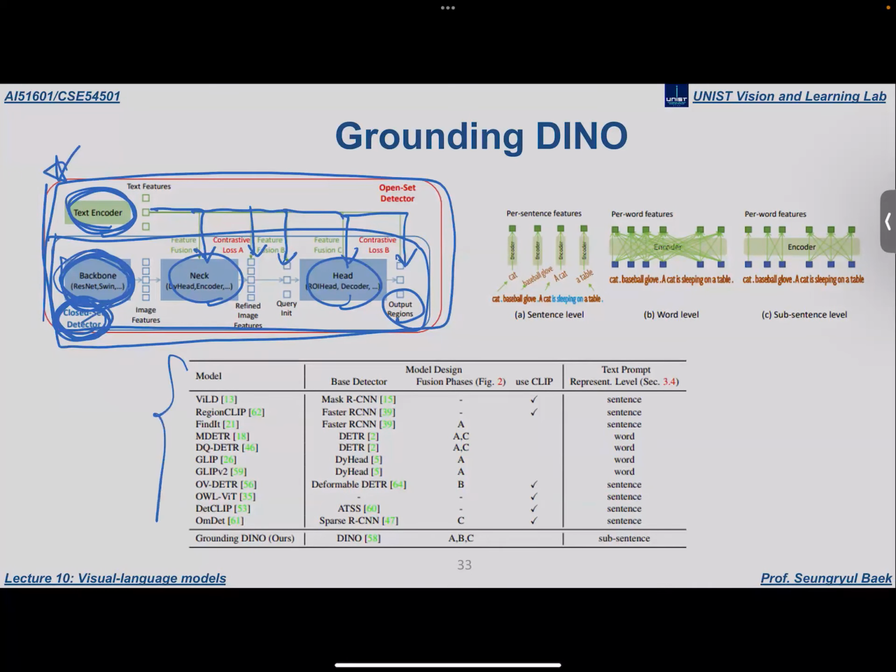And there are several open set detectors available till now. Grounding DINO is the state of the art. But here is RegionCLIP, and here is GLIP, which we saw today. They have some limited characteristics, but this Grounding DINO has the best characteristics.